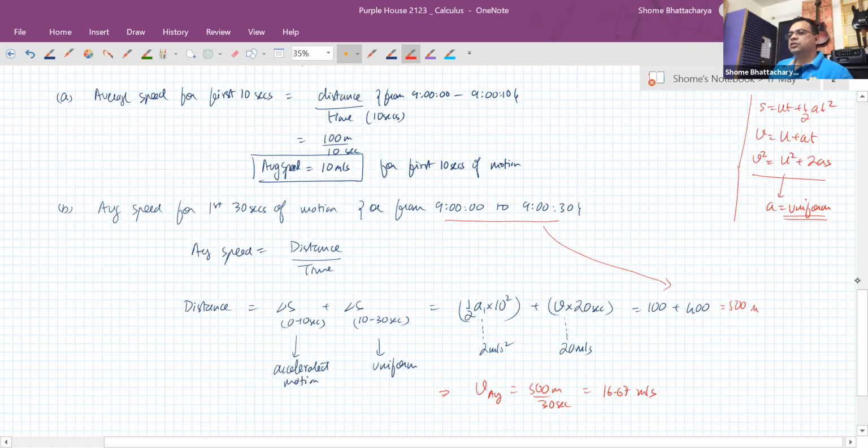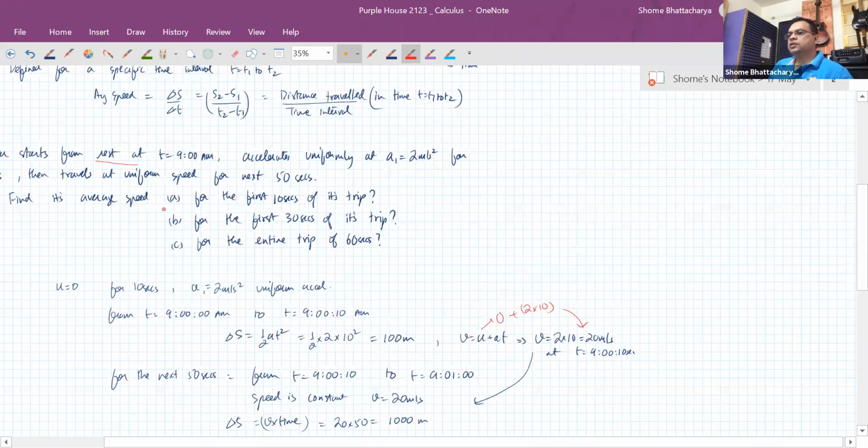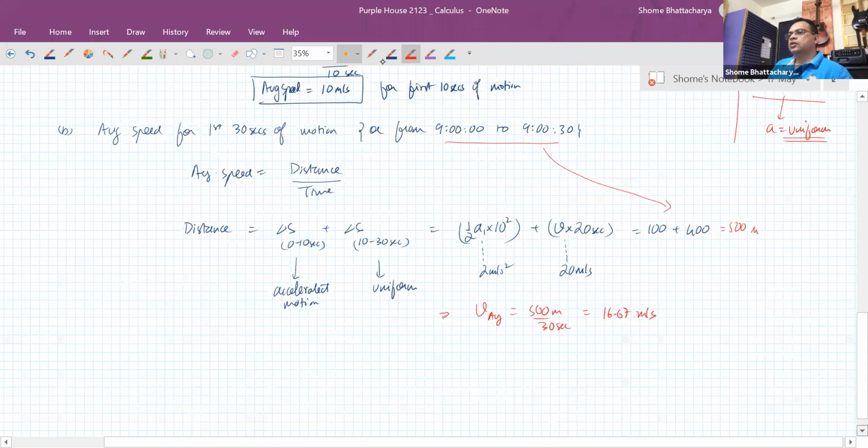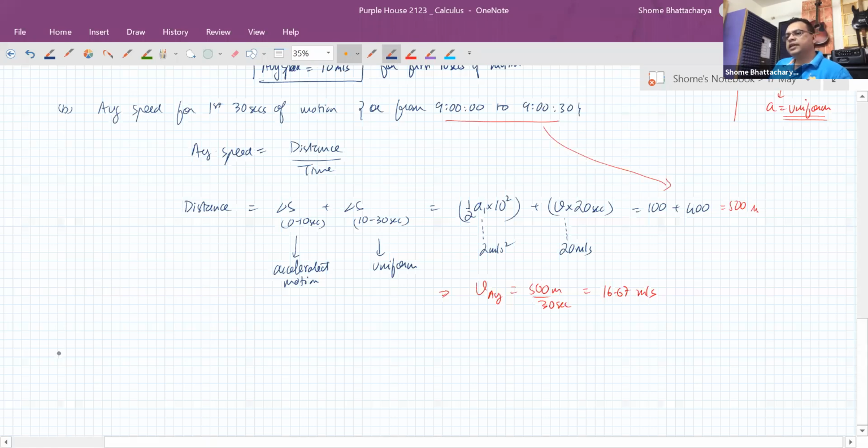Okay, so now let's come to the third part. So what is the average speed for the entire trip? So the entire trip is the first 10 seconds where it's accelerated plus the next 50 seconds where there is uniform motion. So average speed for the entire trip, that is a 60 seconds of motion.